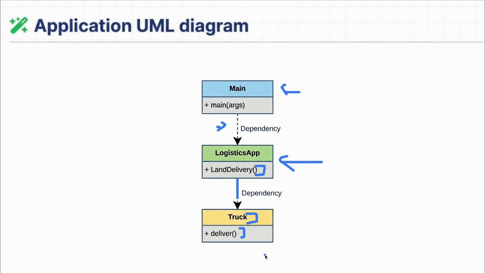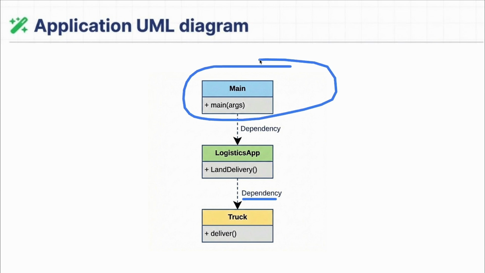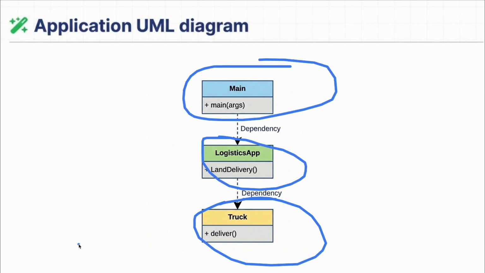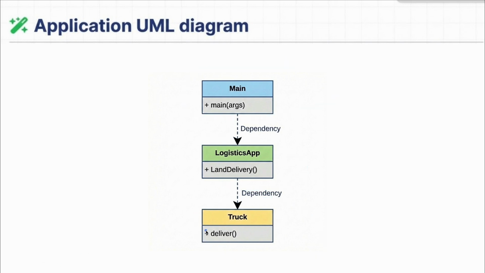That's the core functionality. Now, one very important thing to understand here. The dotted line with an arrow is not a triangle. It is a simple arrow and it represents dependency. It means class A is using or depending on class B. So here, Main depends on LogisticsApp. LogisticsApp depends on Truck. That's it. Simple structure, nothing complex. But this small dependency chain is what later creates tight coupling and SOLID violations when the system grows.